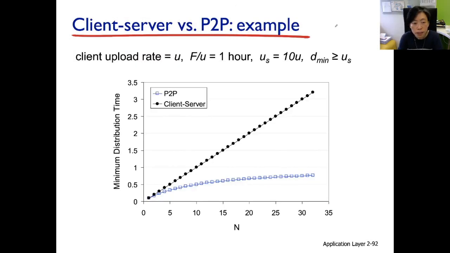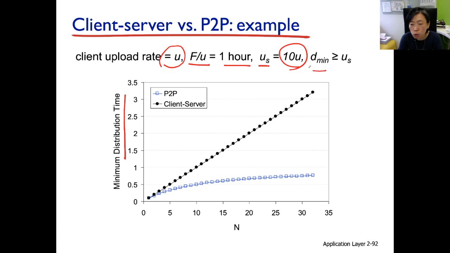Let me use a very simple scenario to contrast quantitatively the differences between client-server mode and P2P mode in terms of the distribution time. So the scenario goes as this. The client's upload rate is small u. And if we want to upload the file over this client link, F over u, let's say that's 1 hour. And the server uplink rate is 10u, 10 times higher than the client's uplink rate.